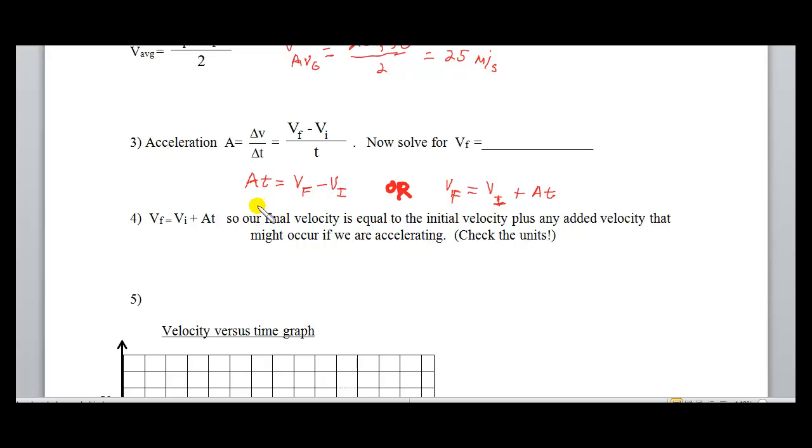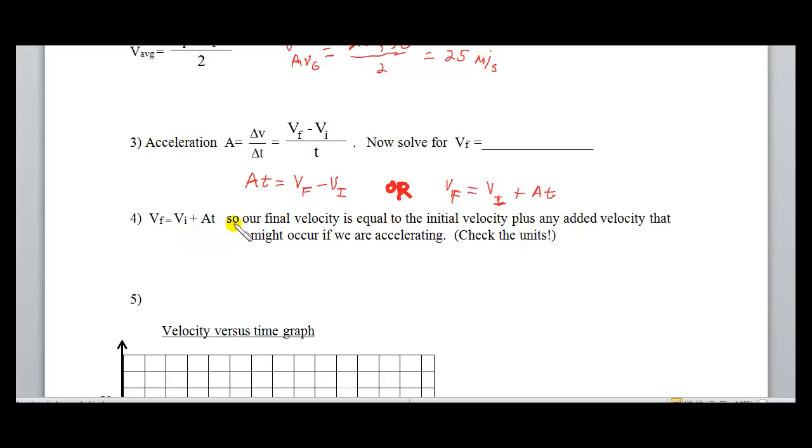Let's check our answers. First of all, we can multiply both sides by t, and we get a times t equals v final minus v initial. Or, solving this equation for v final, we add v sub i to both sides. So we get v sub final equals v initial plus acceleration times time. So this is another very important kinematic equation, and you should commit this to memory.